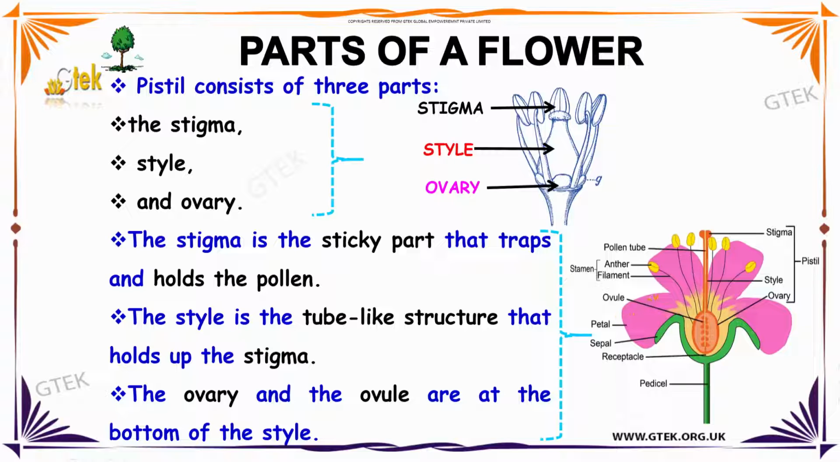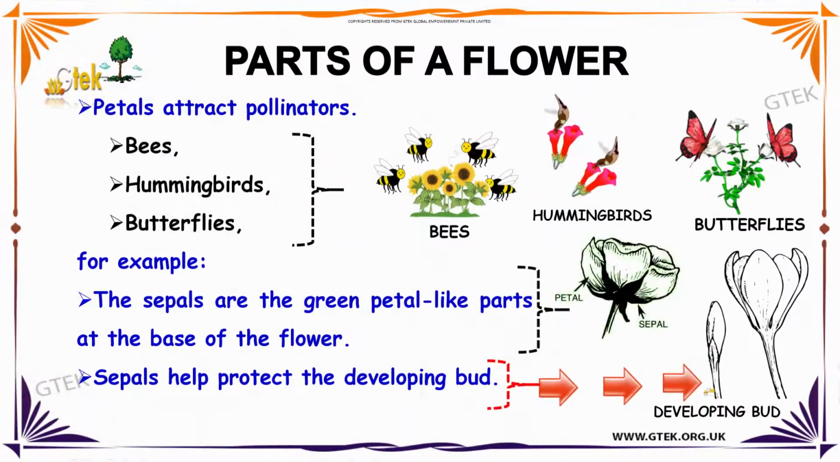This pink color part is called petals. This is called sepal. The green color is sepal. This root is called pedicel. The petal attracts pollinators, that is bees, hummingbirds and butterflies. You can see it here. For example, the sepals are the green petal-like parts at the base of the flower. You can see here, this is called sepal. Sepals help protect the developing bud. You can see it here. This is a bud which is protected by sepal.